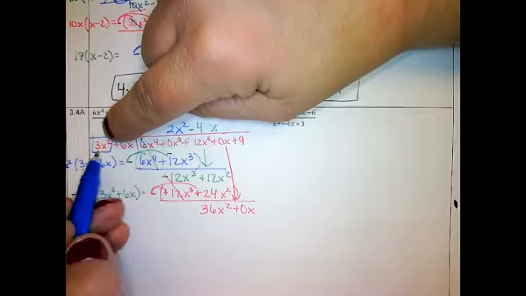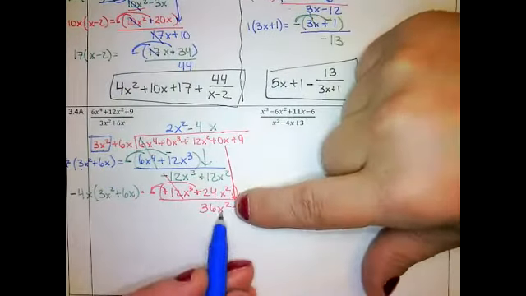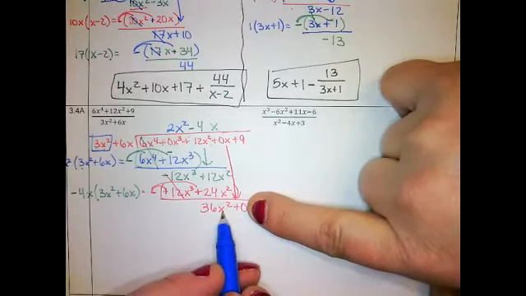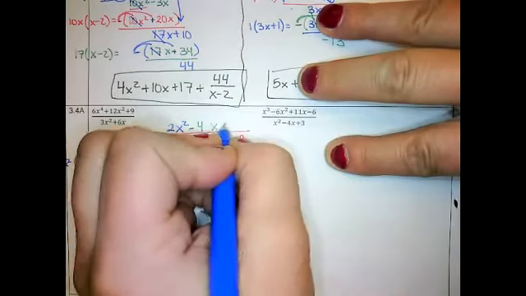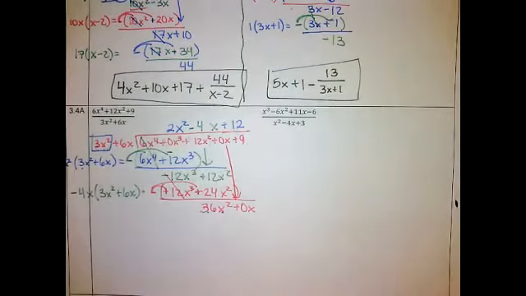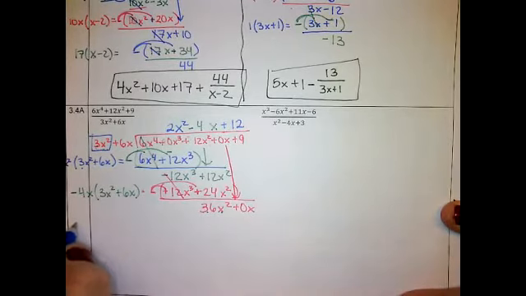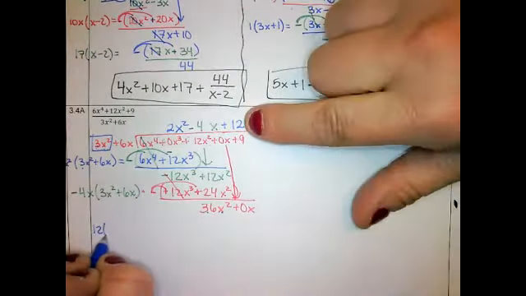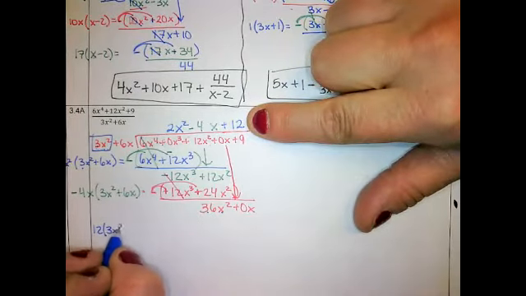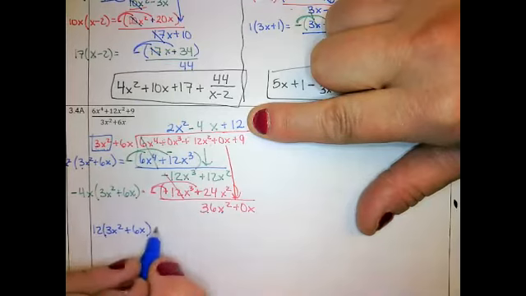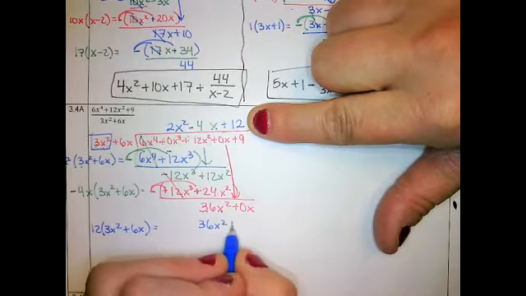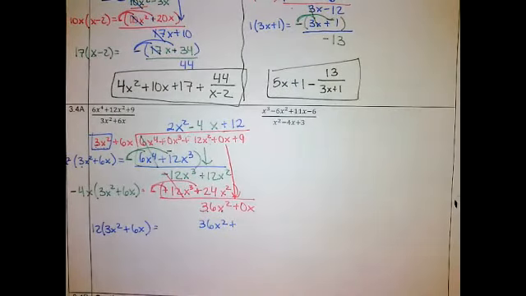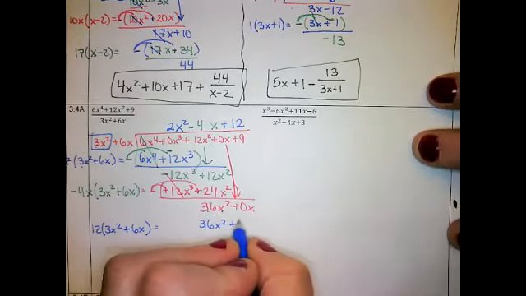So I'm going to start all over again. So 3x squared times what gives me 36x squared? So 3 times 12, and x squared I don't need, so it's just going to be a 12 there. So now I'm going to go ahead and do my multiplication. So 12 times 3x squared plus 6x. And that's going to give me 36x squared plus 12 times 6x, which is 72x.